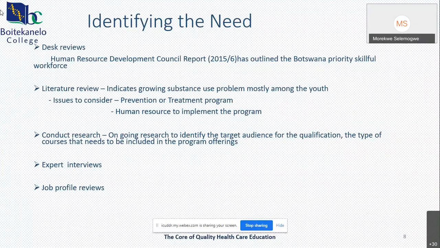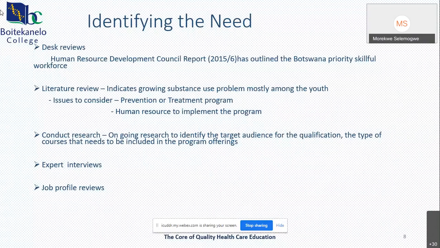The other thing we did, in terms of looking at whether this qualification exists, was look at the region and what it offers. We looked at the continent, and we were fortunate to travel to Kenya, where we engaged with Kenyatta University in terms of the programs that they offer. We looked at their program to see what is different compared to just a counseling degree program that has a few courses.